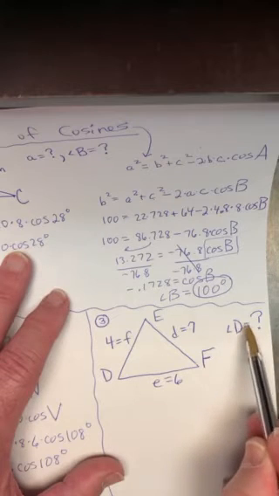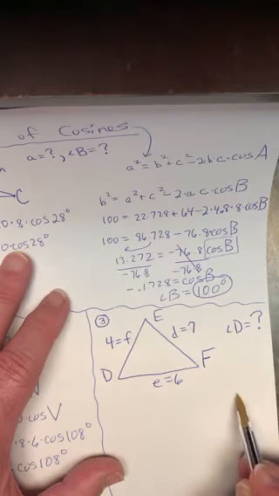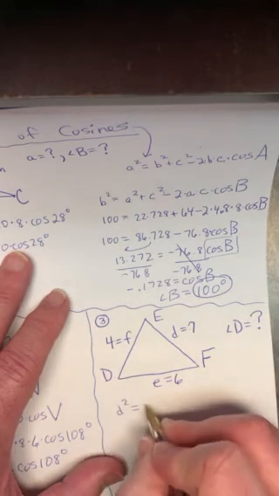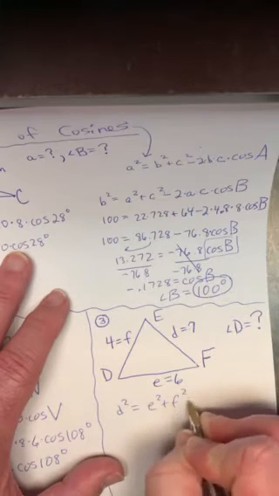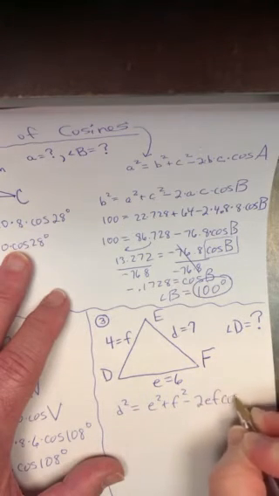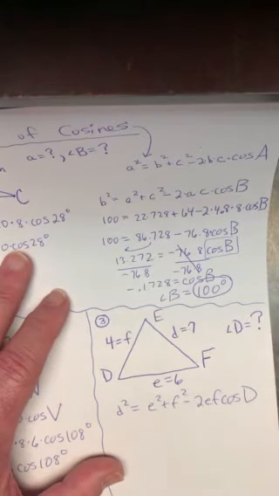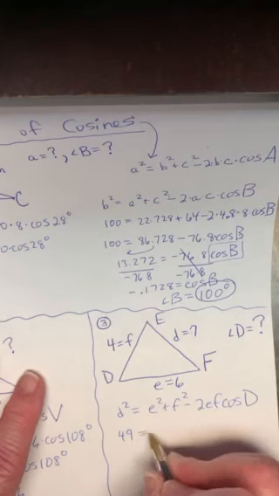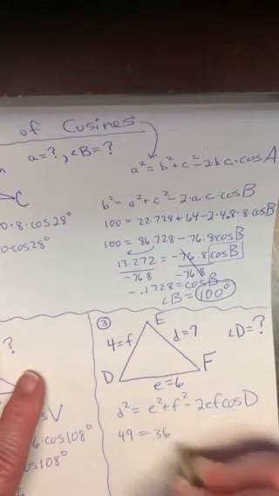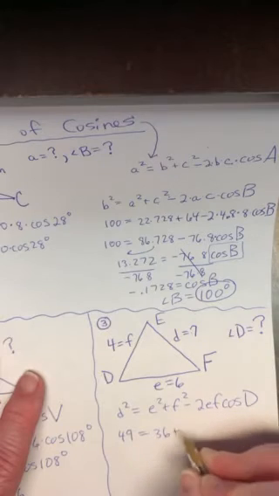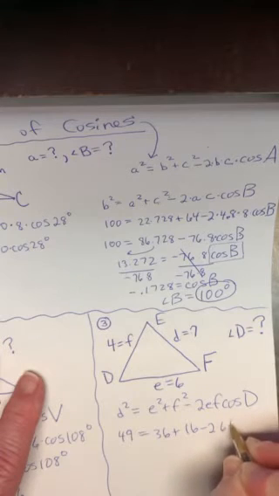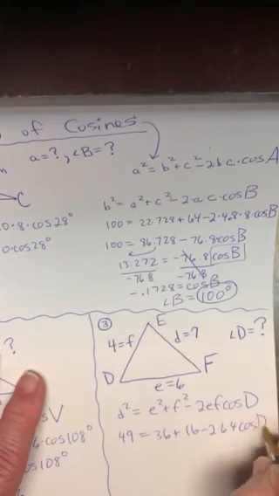Since we're looking for angle D, our formula should end with angle D, so it should begin with little d squared equals e squared plus f squared minus 2ef cosine capital D. Should be familiar with the formula by now. D squared is going to be what? 49. Think with me here, don't just copy. E squared is going to be 36, right? 6 squared. F squared is going to be 16 minus 2 times what? 6 times 4 times the cosine of D.